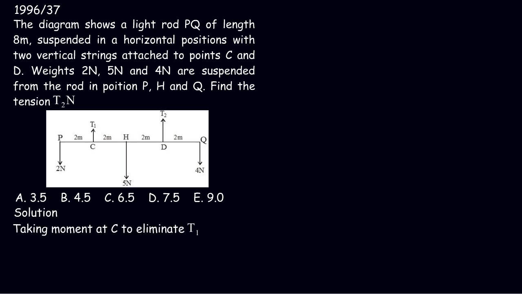Now taking moment at C to eliminate T1, and we know that our clockwise moment will be equal to our anti-clockwise moment, it becomes 2 times 2 equals T1 times in bracket 2 plus 2, which will be equal to 5 times 2 plus 4 times in bracket 2 plus 2 plus 2.